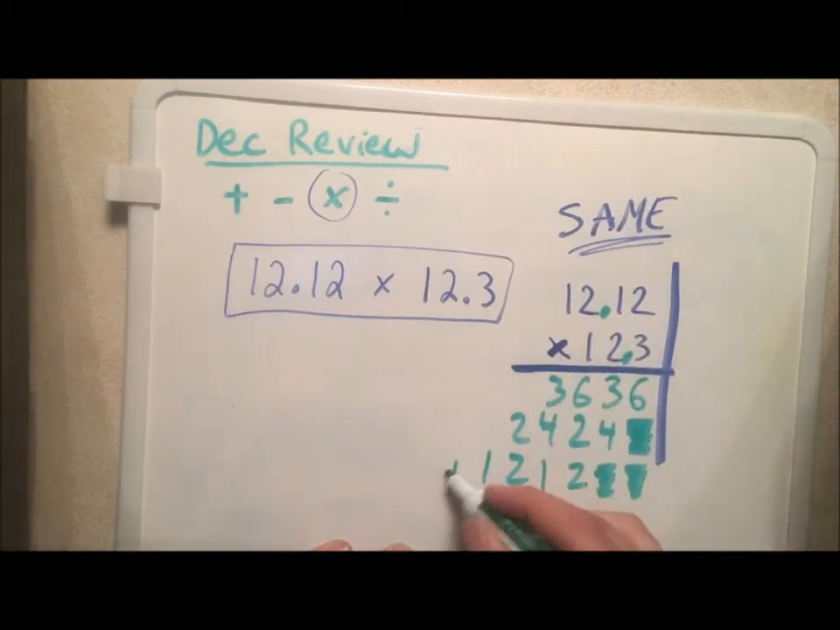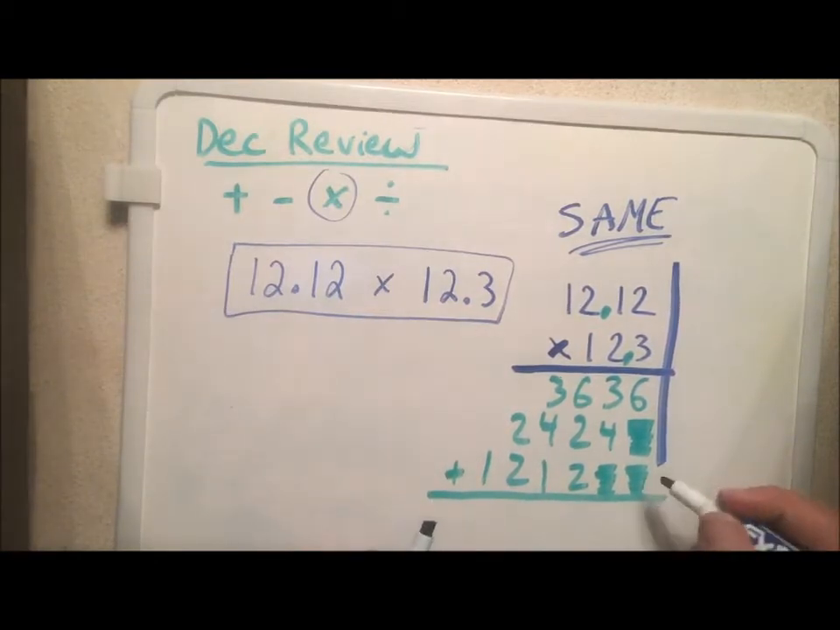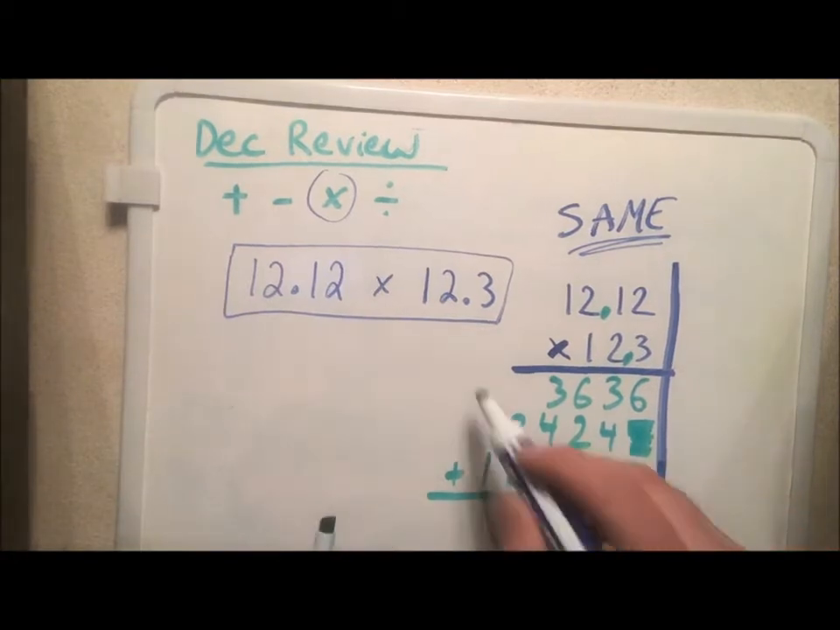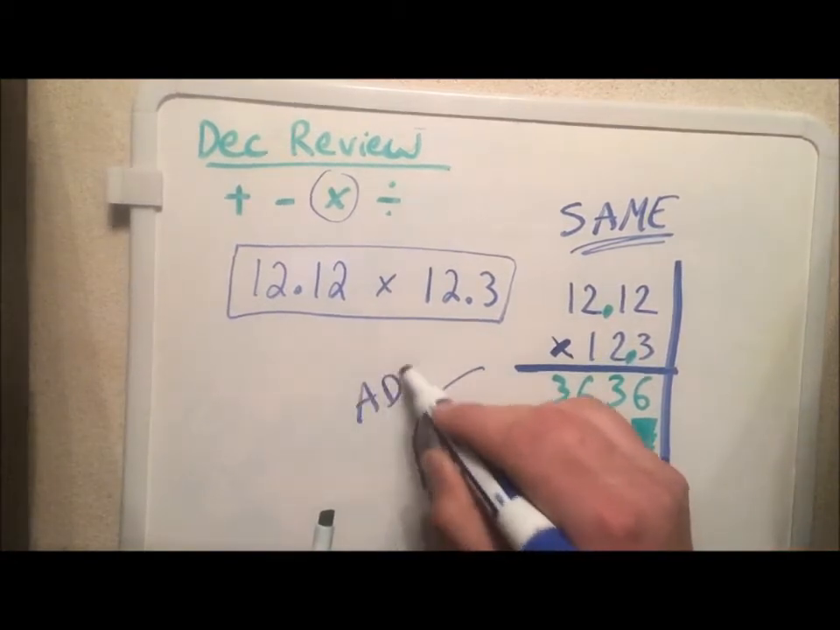Obviously, you can probably tell I picked some pretty small numbers, so I wouldn't have to be bothered with doing any borrowing, and that's okay. What we do is we just add these as normal.